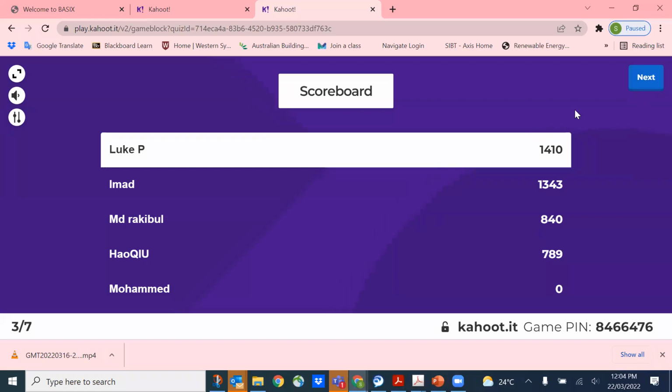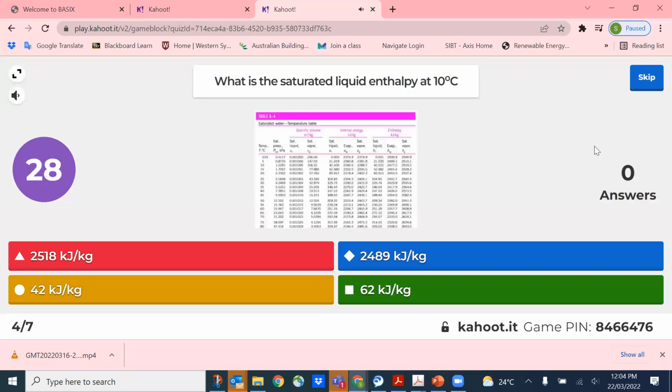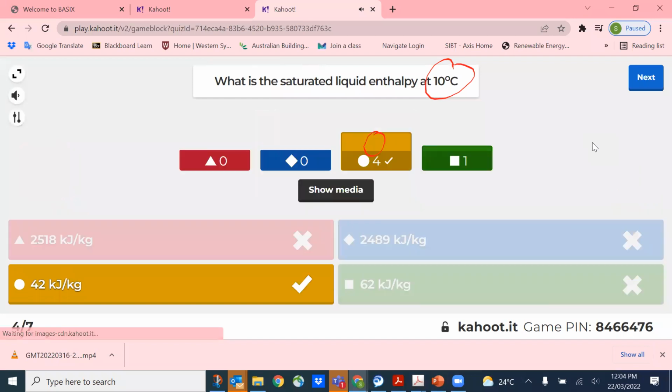Okay, so what's happening here? Why is it not activating? Okay, let's see. Number 4. Saturated liquid enthalpy at 10. HF, remember. Locked. Locked. You're a genius. 271.